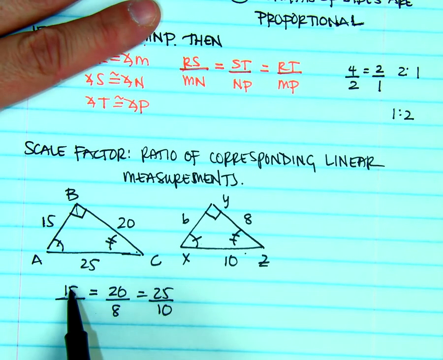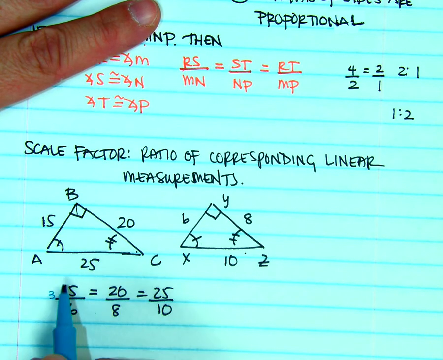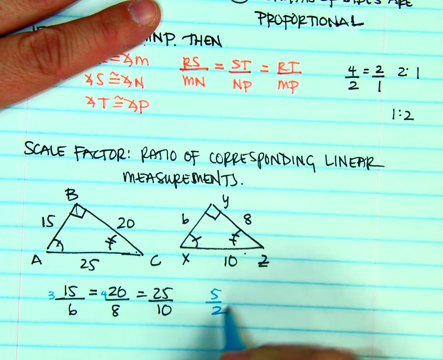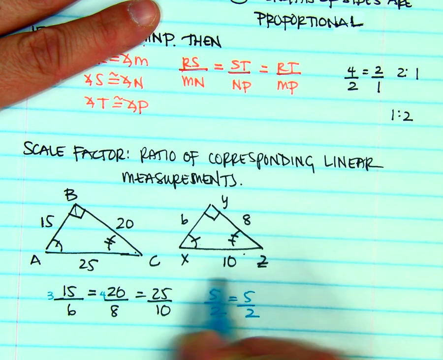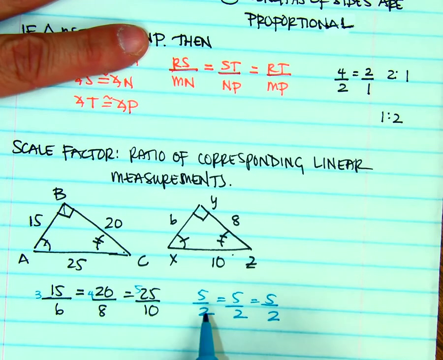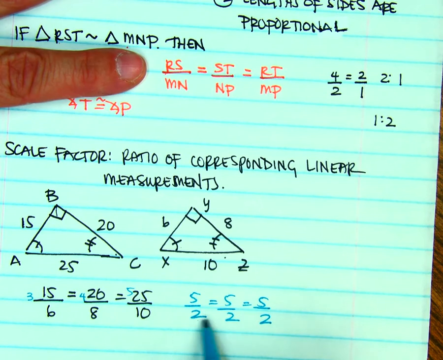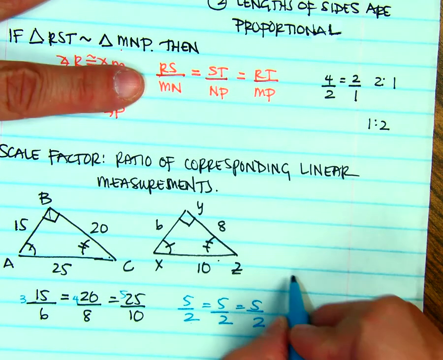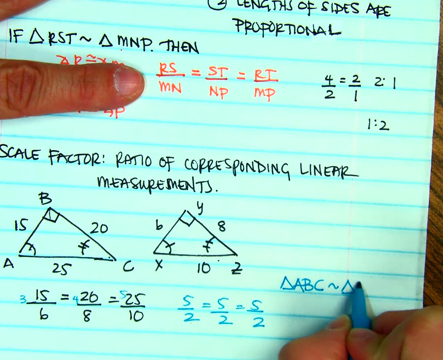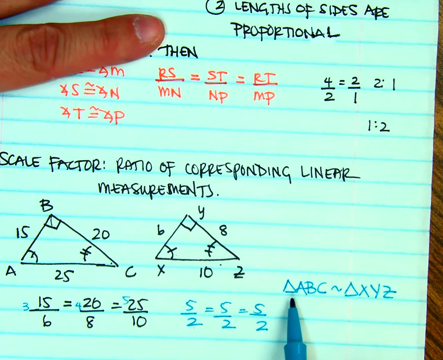So if I look at this and I simplify every one of these fractions, 3 goes into both of these, and that gives me 5 halves. 4 goes into both of those, and that gives me 5 halves. And 5 goes into both of those, and that also gives me 5 halves. If you do not have the same ratio, then they are not similar. Because all the angles are congruent and all the sides are similar, there's that stupid clock, then I can say that triangle ABC is similar to triangle XYZ. Pay attention and make sure you have correspondence.